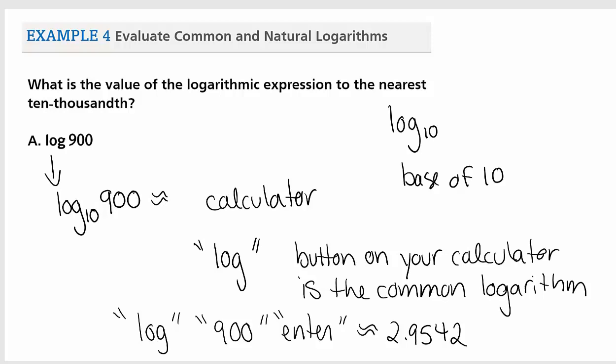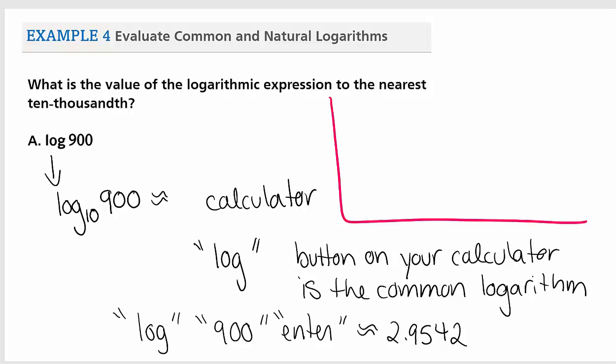So what does that mean? It means that if we were to write this in exponential form, the base of 10 raised to the exponent of 2.9542 is approximately equal to 900. Now, we've always been working with exponents that are integers, but the reality is not all exponents are integers, and that's why logarithms are necessary.